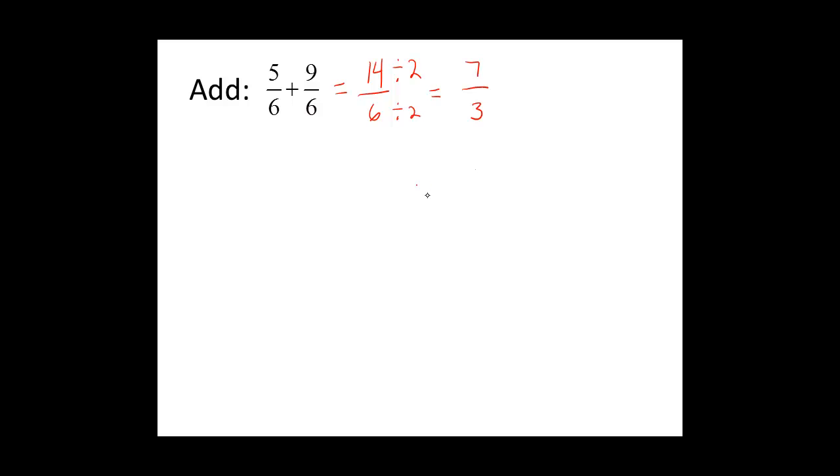We can change it to a mixed number by putting the top number in the division symbol and the denominator outside. 3 divides 7 twice, with 1 left over. The remainder is our numerator, and what we divided by is our denominator. So 7 over 3 is equal to 2 1/3. This is the answer as an improper fraction, and this is the answer as a mixed number.